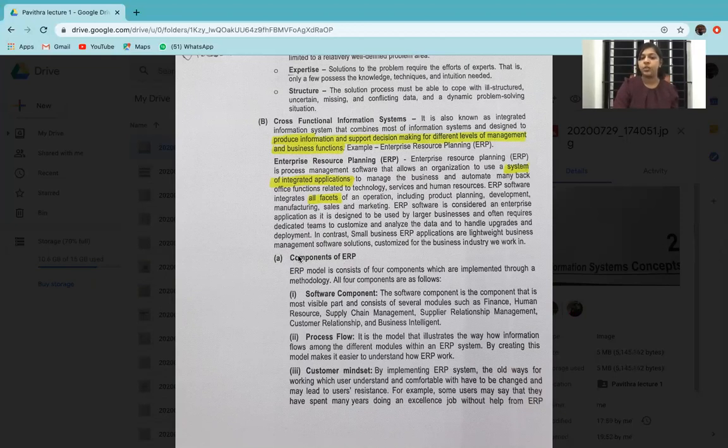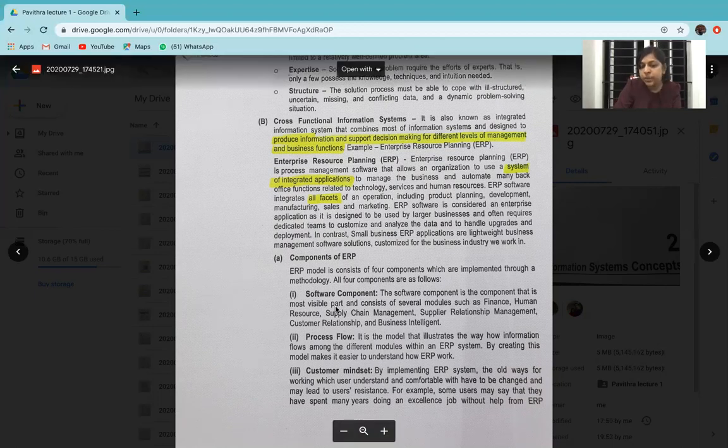What are the components of an ERP? First one is a software component. It is going to be computerized, so automatically it's going to have a software component. The software component consists of several modules, because it's going to deal with many aspects in an enterprise. That's finance, human resource, supply chain management, supplier relationship, and everything.